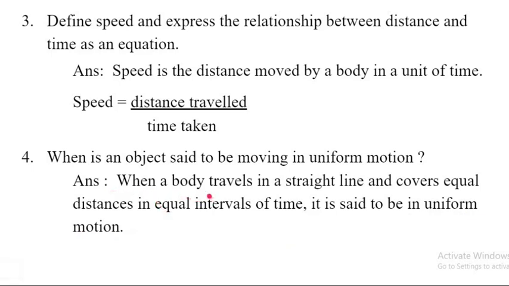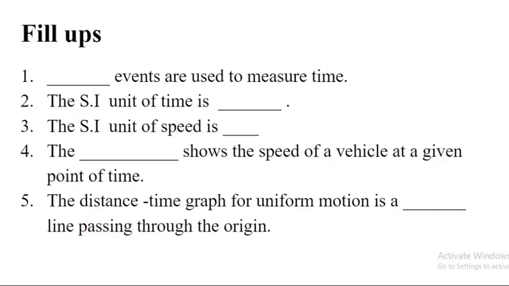When a body travels in a straight line and covers equal distance in equal intervals of time, it is said to be in uniform motion. Now, once again, we will revise all the one words quickly. Dash events are used to measure time. Yes, periodic events are used to measure time.